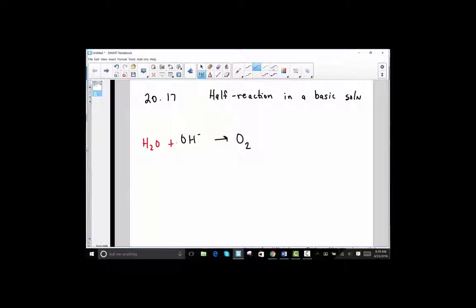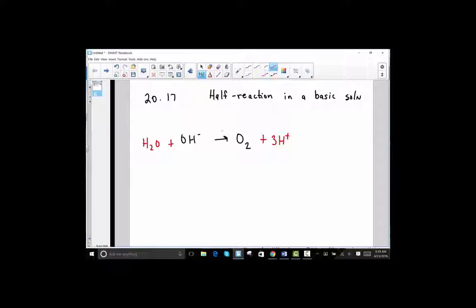Step number 4, let's balance the hydrogens next. And so onto the right side of our equation, I have 1, 2, 3 total H's on the left, so I'll add 3 protons or hydrogen ions to the right. We have the O's balanced at 2 apiece. We have the H's balanced at 3 apiece. We're now ready to balance the charge.